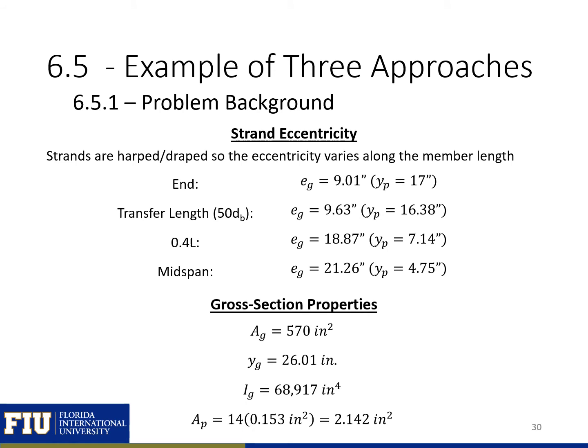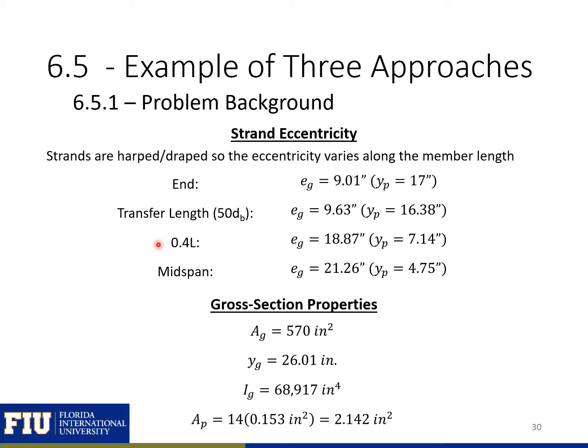We'll calculate the stresses at a few different locations along the length. So you can see here the location of the strand at a couple of different sections of interest. So at the end, at the transfer length, which is equal to 50 times the strand diameter, at 0.4 L, and at midspan. We'll check the stresses at about 40% of the length.